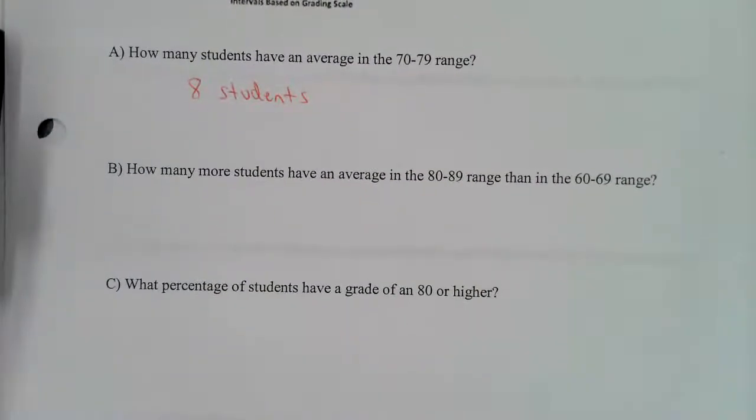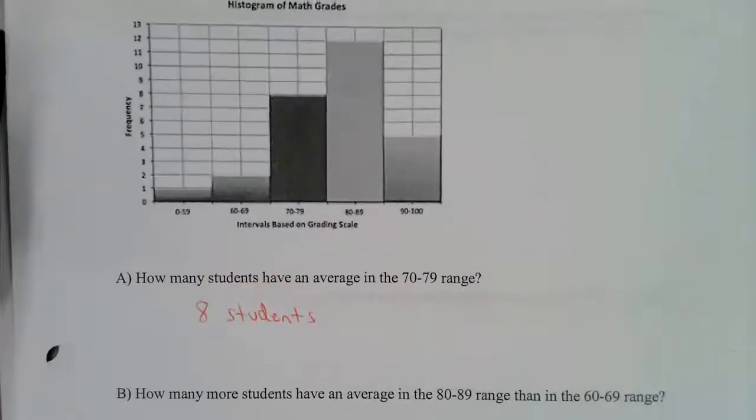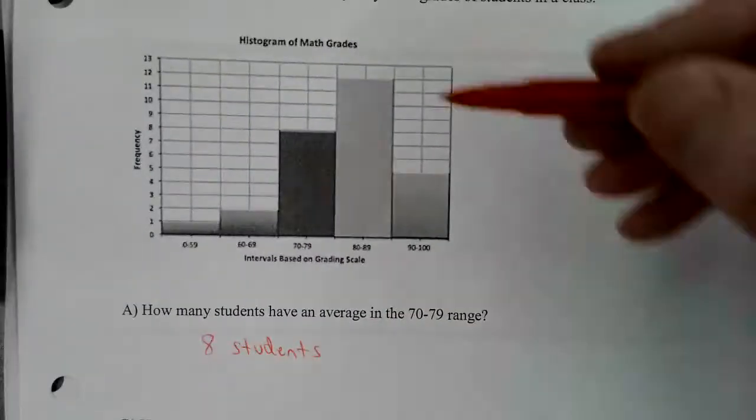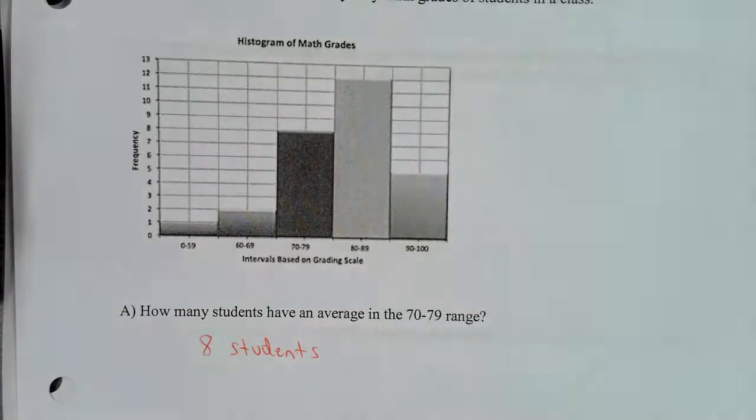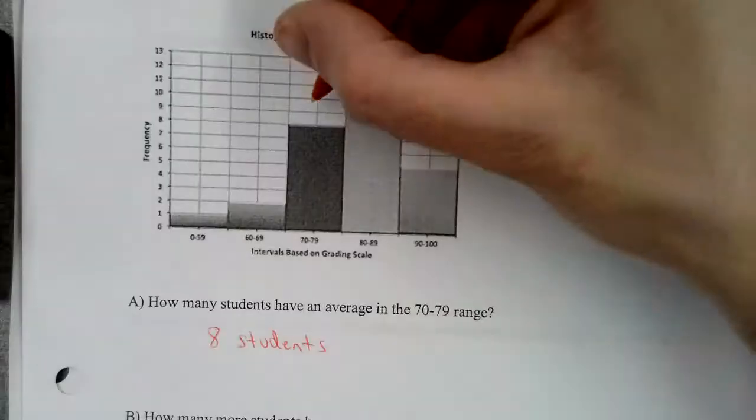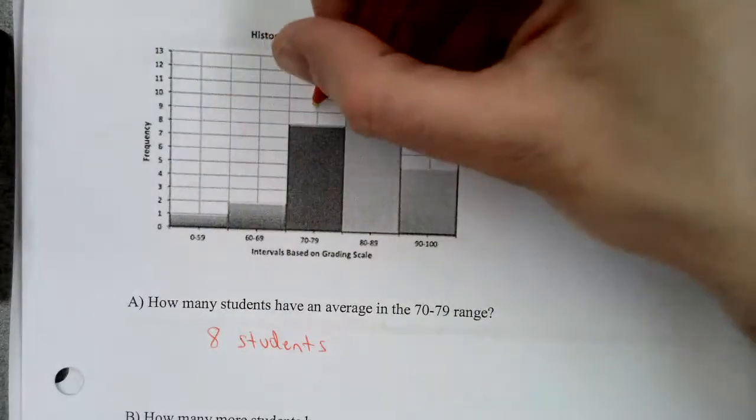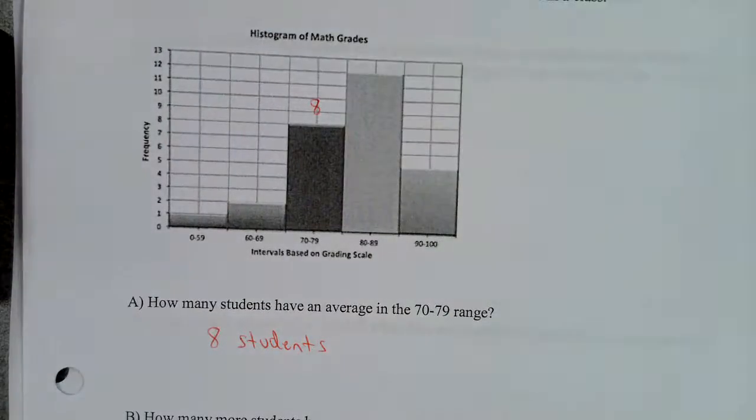Part B, how many more students have an average in the 80 to 89 range than in the 60 to 69 range? So from 80 to 89, you know what I'm going to do? I'm just going to label above each one. So we did part A already. There's 8 over here. Let's do that. It's going to come in handy later.